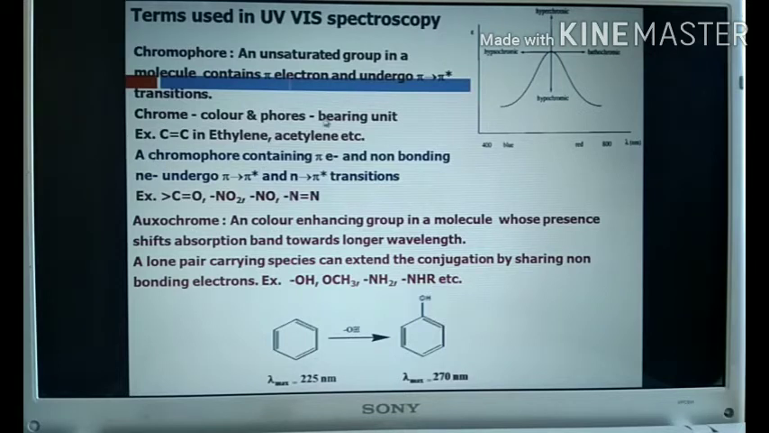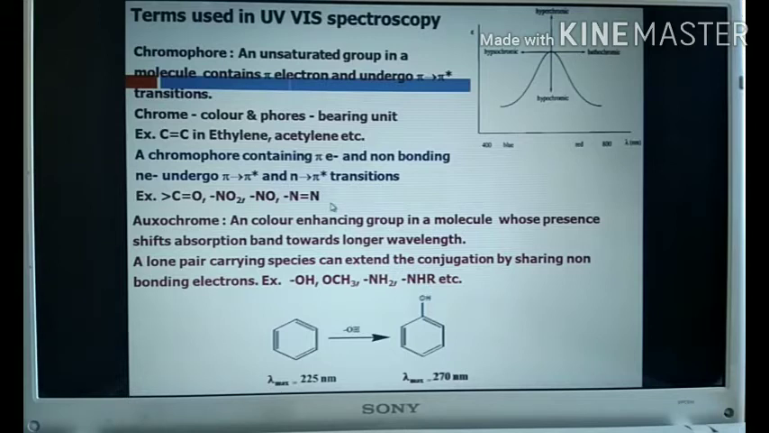Chromo means color, phore means bearing unit. If there is a colored unit, for example this is an azo group and double bond, it is an orange color group. Whenever an orange color group is present in the molecule, it enhances the absorption wavelength. NO or NO2 is an orange or yellow color group. When a yellow color group is present in the molecule, it also enhances the absorption wavelength.